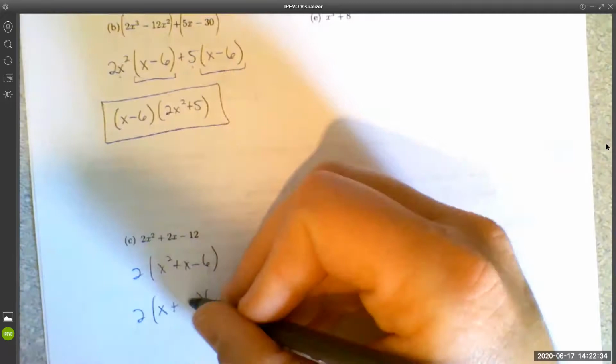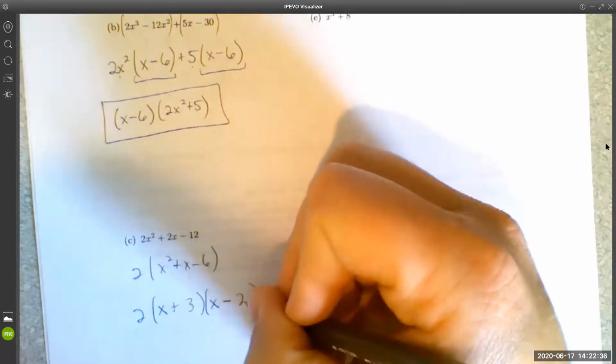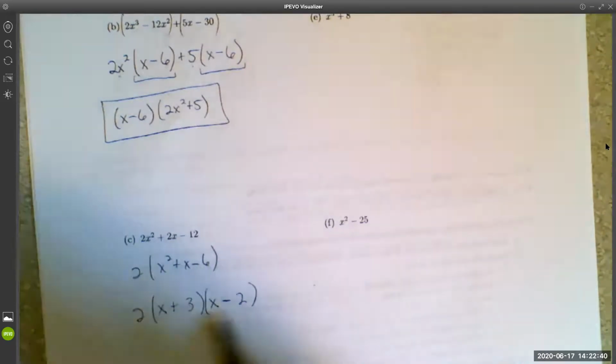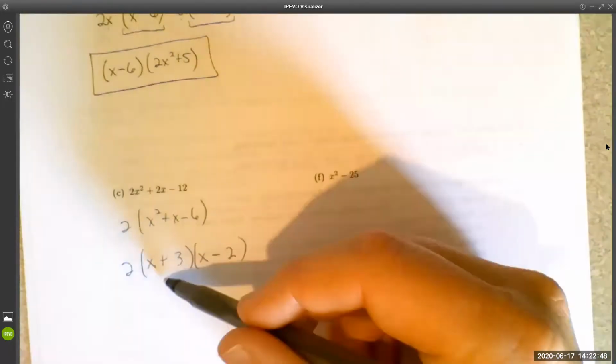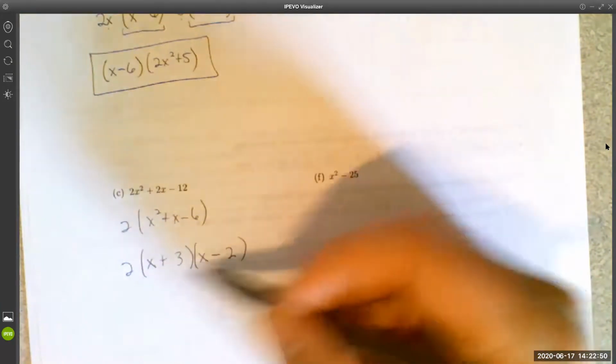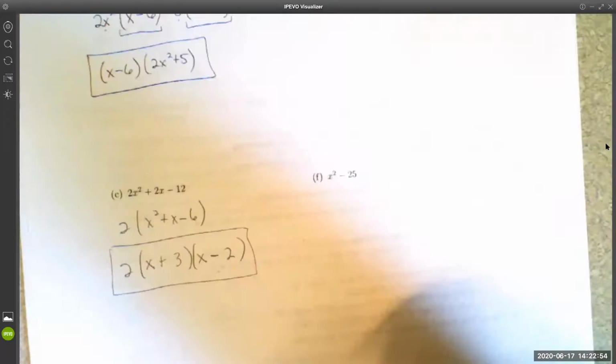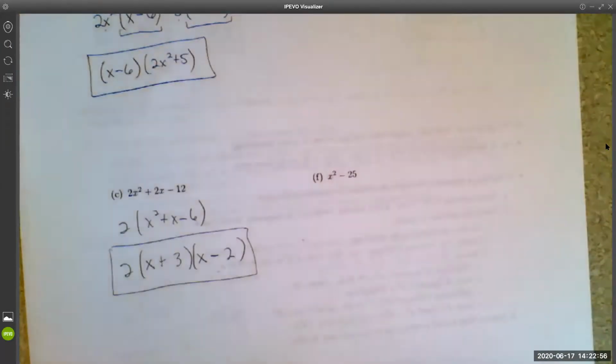So I think 3 and 2 will do the trick, right? This gives me x squared minus 2x plus 3x, right? That's plus 1x, and then minus 6. Now, looking at these two things left over, they can't go any further. They're not special binomials of any kind. So that's as far as that one's going to go.